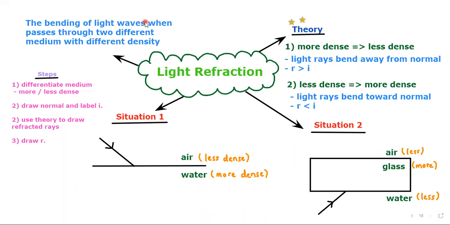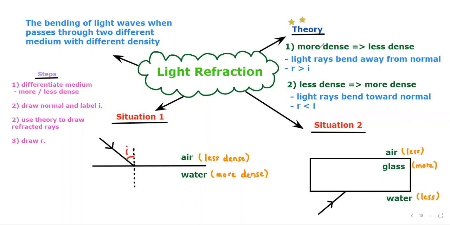So now we are going to draw the straight line normal. Okay, draw the dotted normal line, and then label your angle of incident from your normal to your incident ray, put it as I.